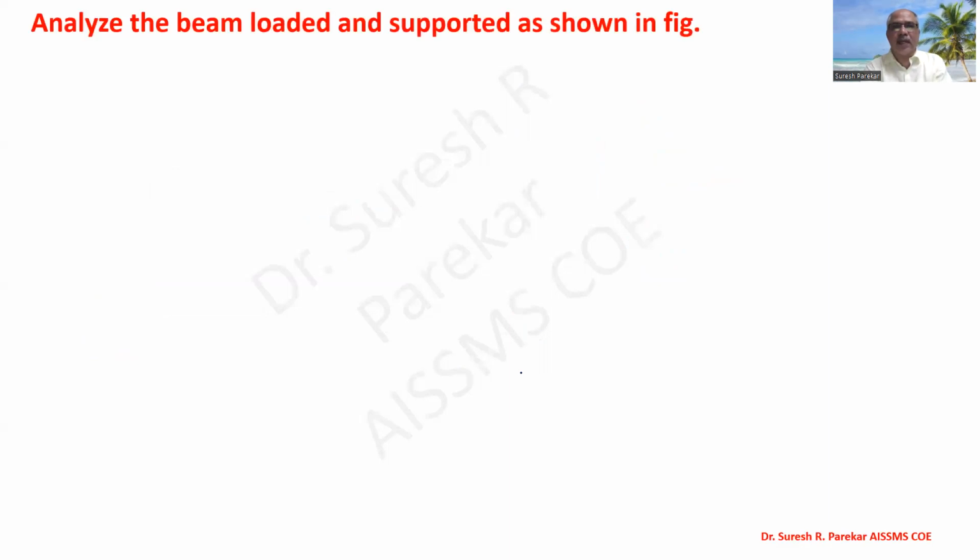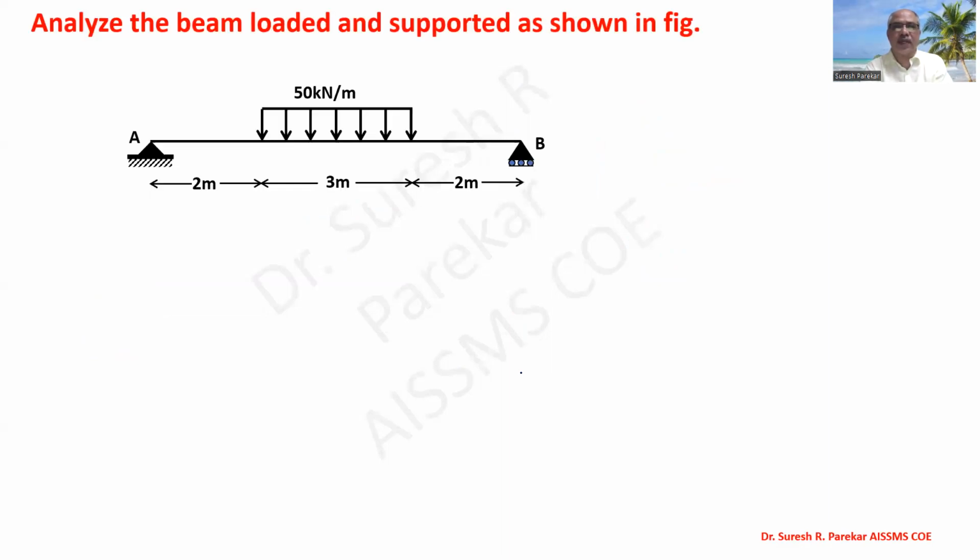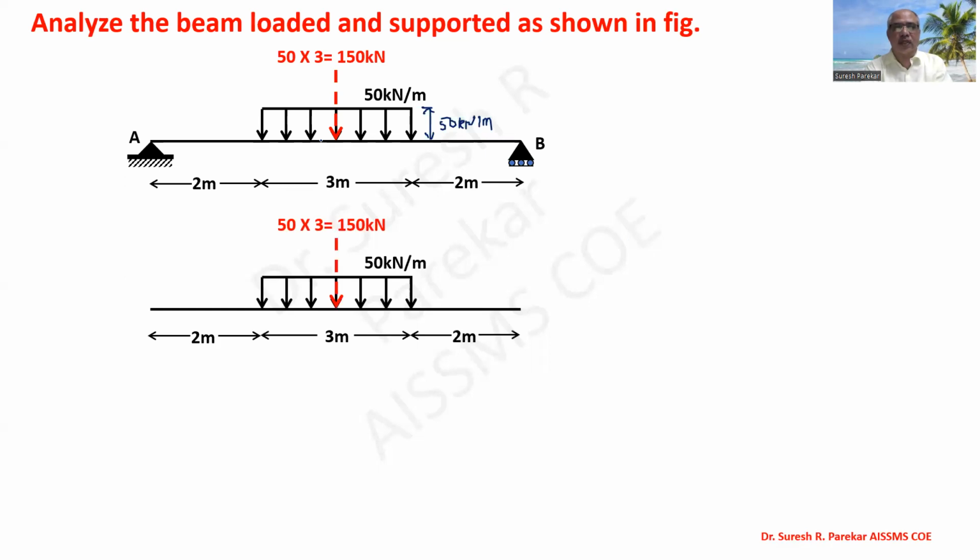Then we have the second problem: analyze the beam loaded and supported as shown in the figure. Again we have a 7-meter beam and a UDL over the 3-meter central portion. As this is a rectangular UDL, the value is 50 kilonewton per meter and the length is 3 meter. The total load is the area of the load diagram, so 50 into 3, 150 kilonewton. First we have the given beam, and then the FBD of the beam. In the examination, you can directly go for the FBD of the beam; you need not go for the given beam.